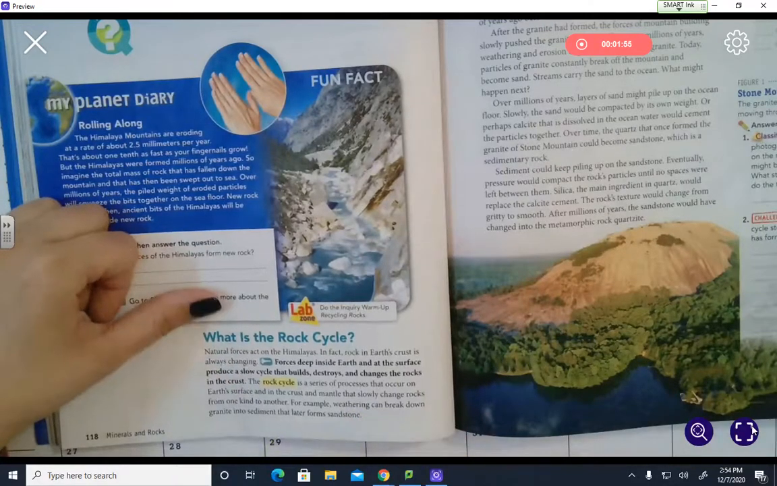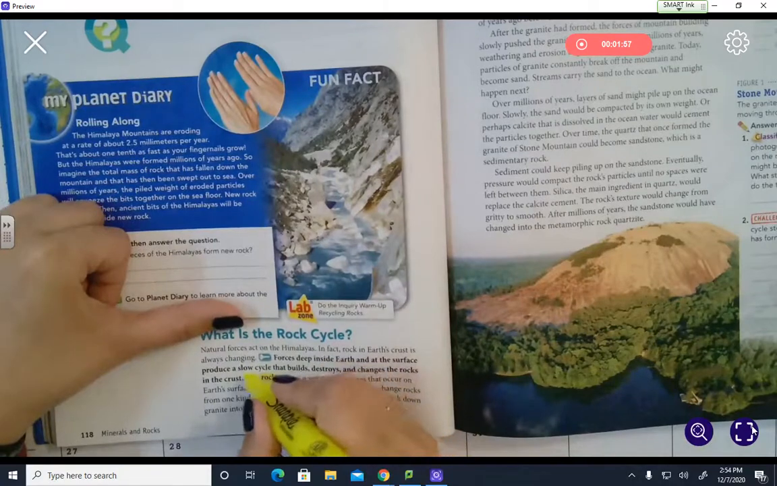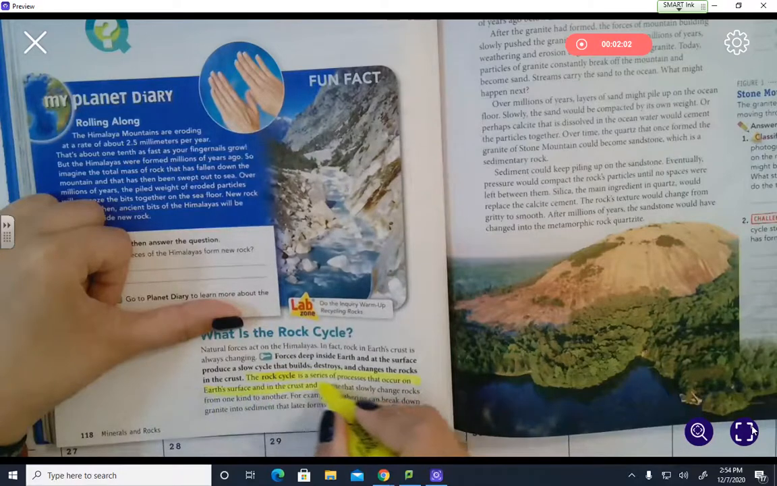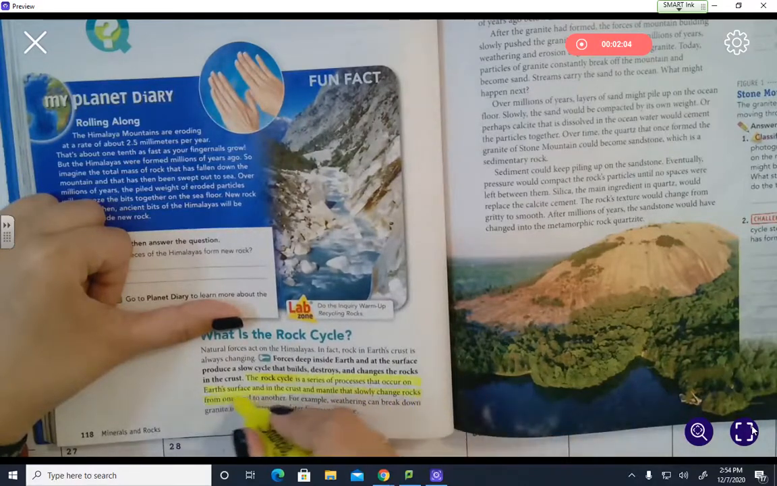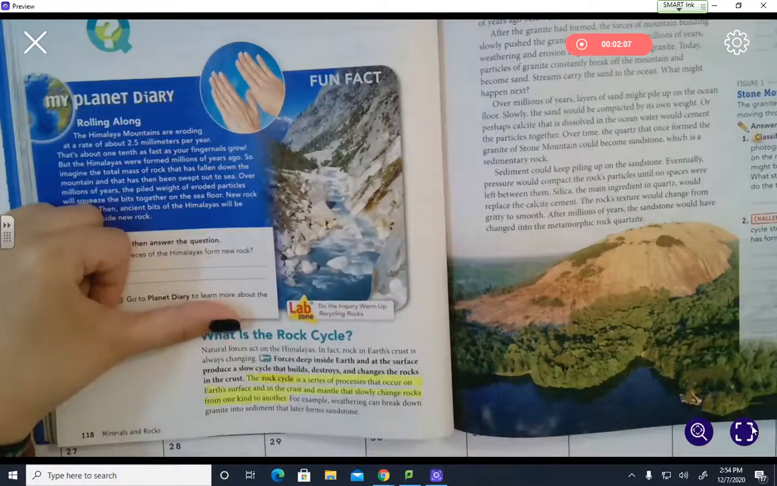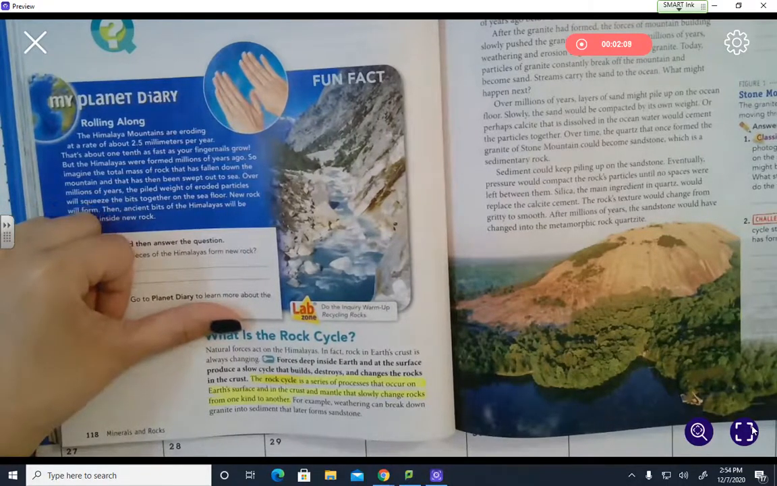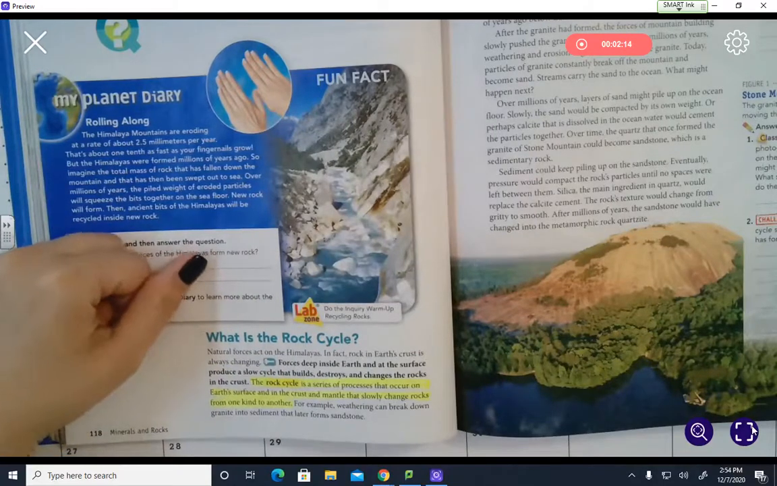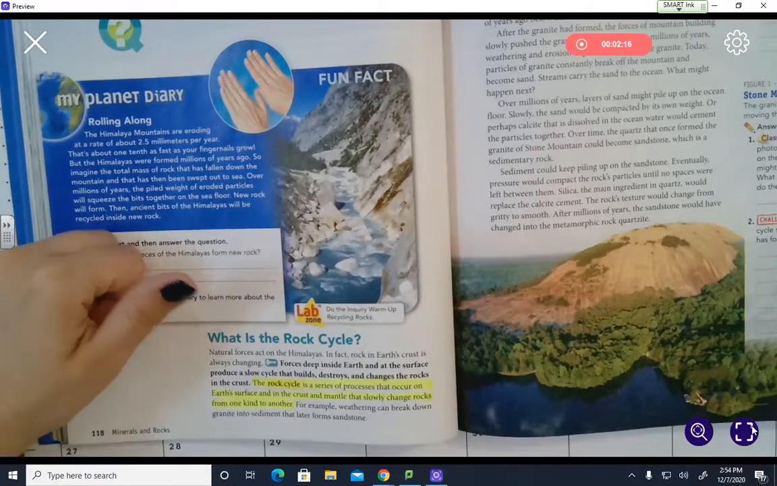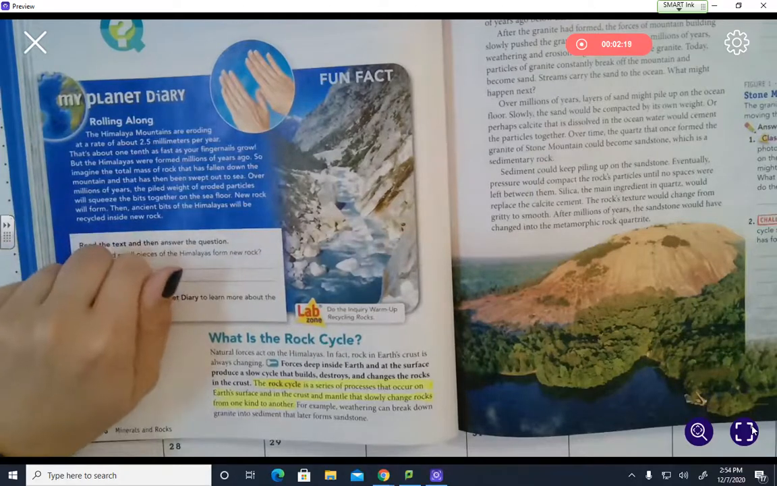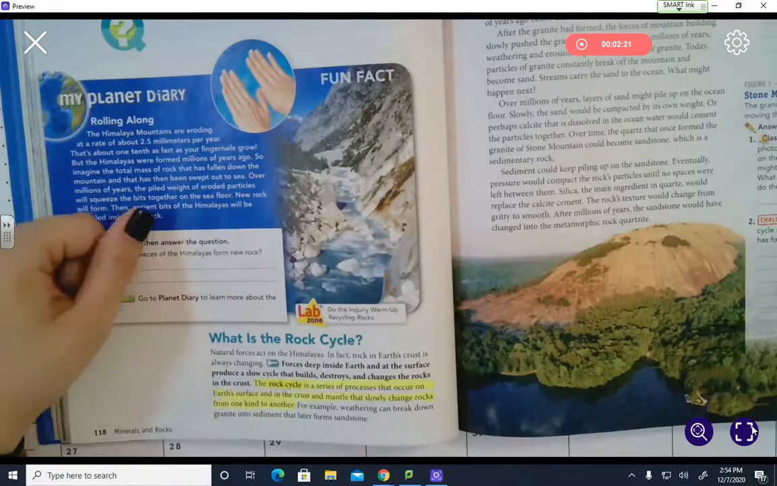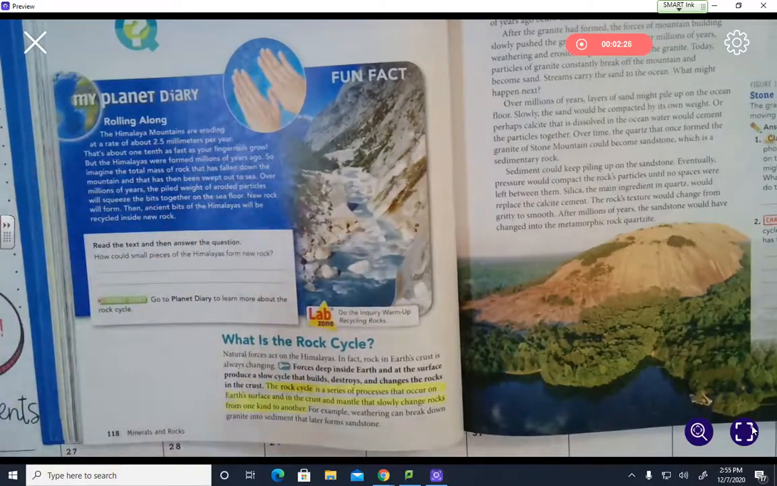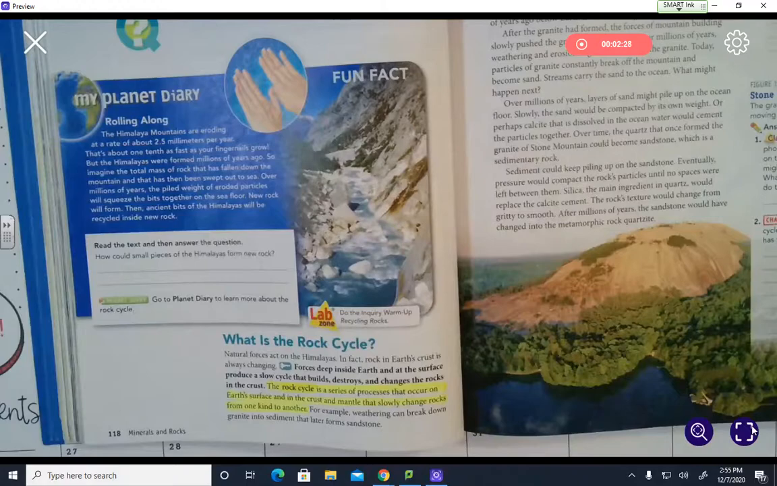I want you to highlight that definition. Again, the rock cycle is a series of processes that occur on Earth's surface and in the crust and mantle that slowly change rocks from one kind to another. For example, weathering can break down granite into sediment that later forms sandstone. And by the way, this starts on page 118. I guess I should have started with that. Sorry, guys.